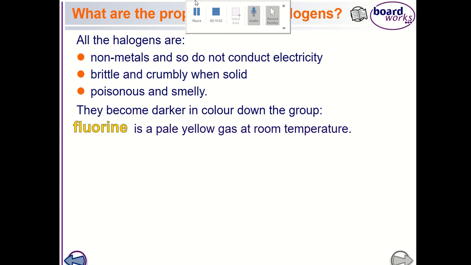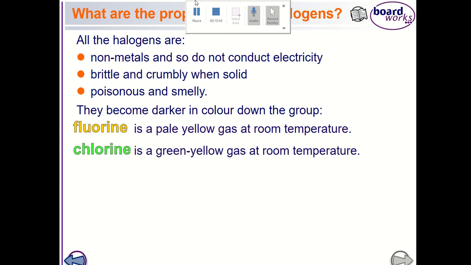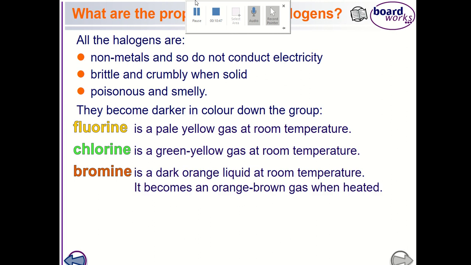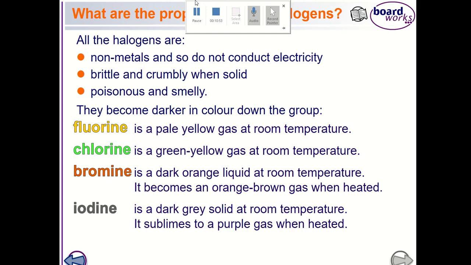So fluorine's a very pale yellow gas, chlorine's a slightly greener yellowish gas, bromine is a dark orangey brown liquid, turns into an orangey brown gas very easily at room temperature, and iodine is a dark grey solid at room temperature.